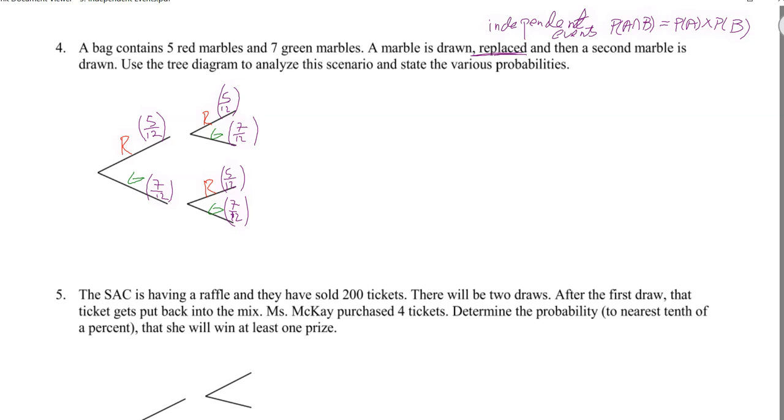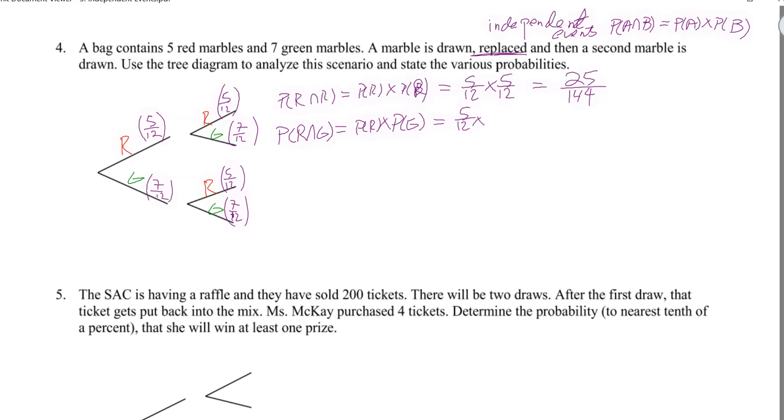So the probability of red and red is probability of red times probability of red. It's 5 out of 12 times 5 out of 12. That'll be 25 out of 144. Probability of red and green is the probability of red times probability of green: 5 out of 12 times 7 out of 12 is 35 out of 144.